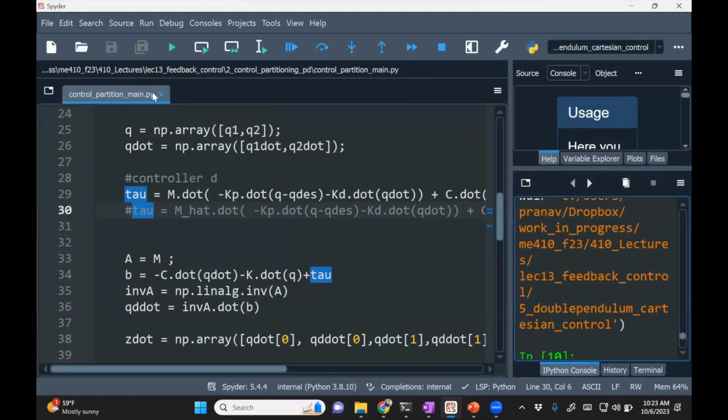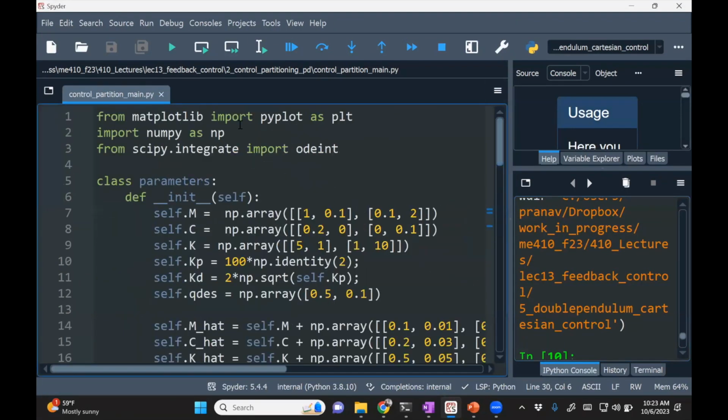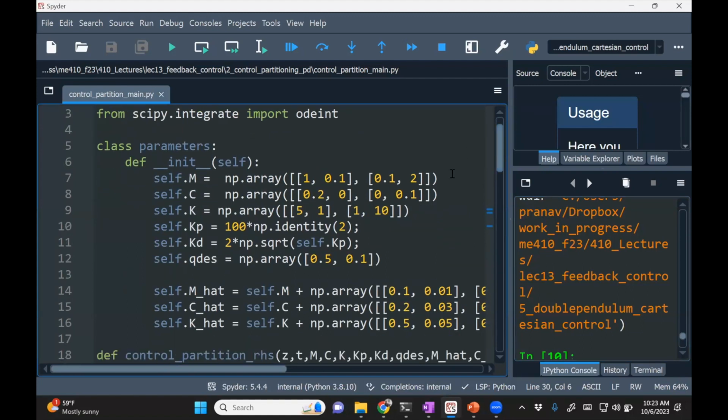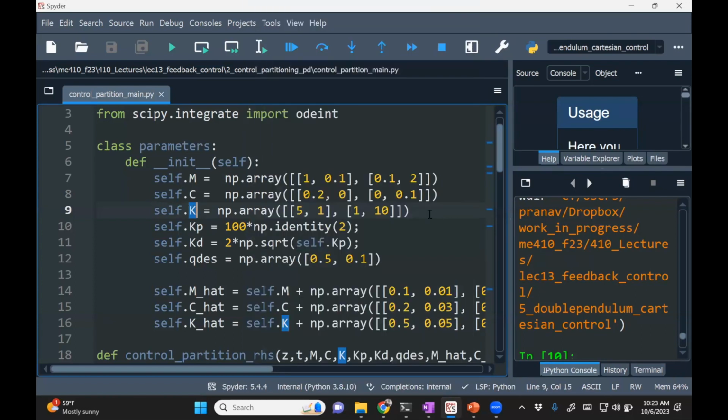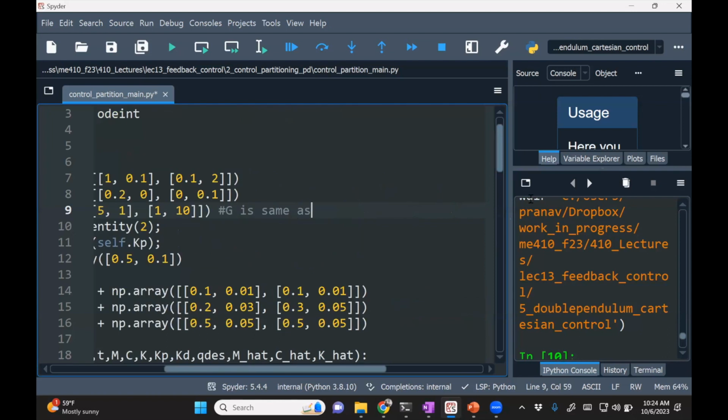Okay, I have it opened here. So this system is just some random mass matrices. So I just made some 2x2 matrix for M, some 2x2 matrix for C, and some 2x2 matrix for G, which is actually also the same as K.